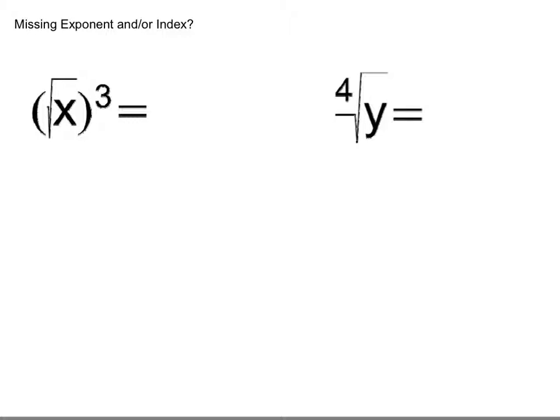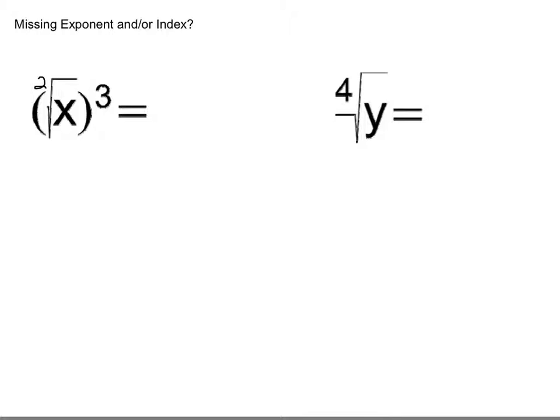Well, whenever I have a radical without an index, the invisible index there is actually a 2, which you know because it's the square root. That's the first radical you ever saw. And when you are dealing with the square root, you know it's the number times itself 2 times that gives you the radicand. So that's how we know that we're going to be using 2 as our missing index.